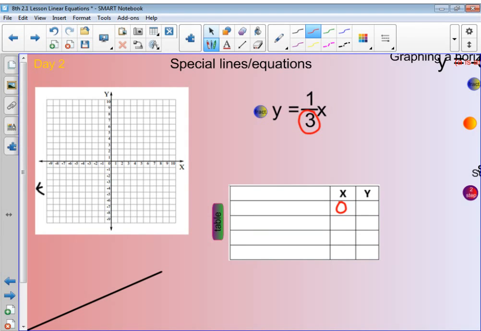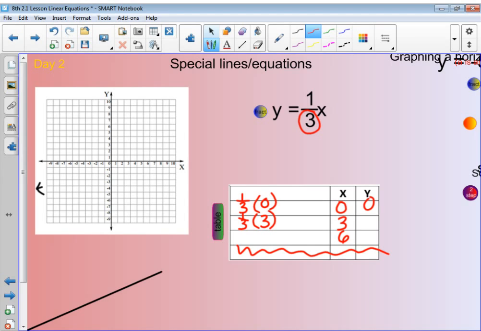3 times 1 is 3. 3 times 2 is 6. And you can also use the negative multiples of 3. So if you wanted to use -3, -6, -9, you could do that. Okay, so now if I substitute in, I have a third of 0, or times 0. Well, that's still going to give me 0. Okay, a third of 3 this time.